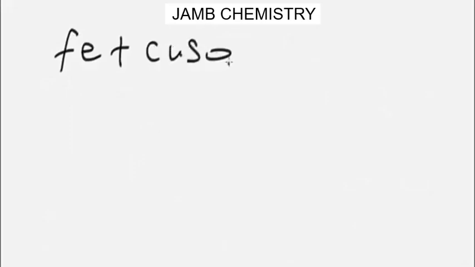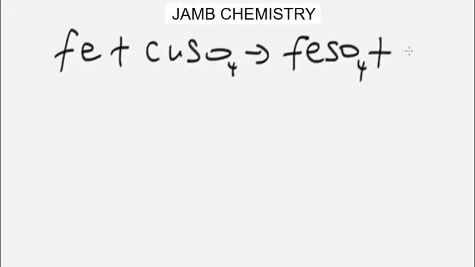Let's wipe this. Now, a typical example of a displacement reaction is when iron reacts with copper sulfate to form iron sulfate plus copper atom. In a displacement reaction, a more reactive metal will displace a less reactive metal from its compound. Now, let's list the reactivity series of metals again.